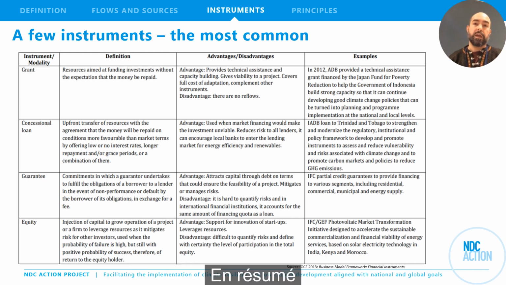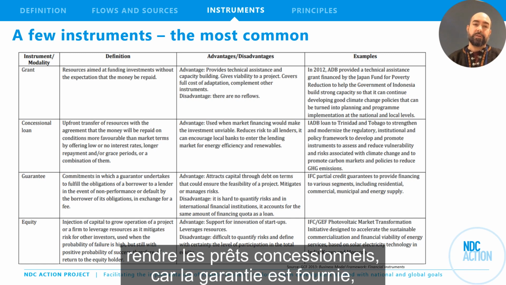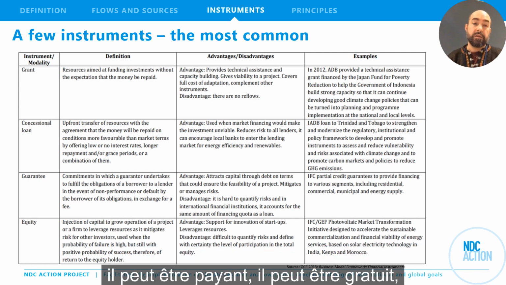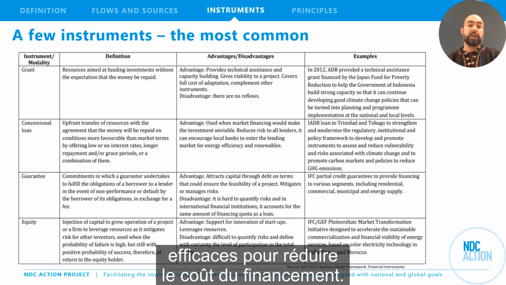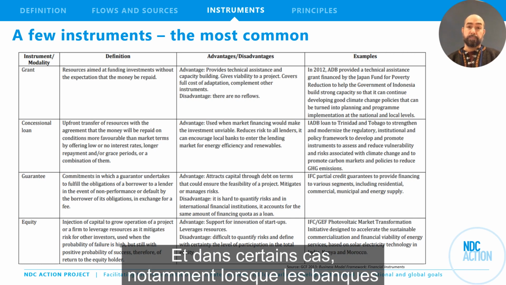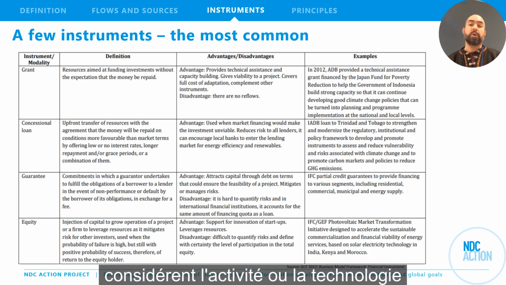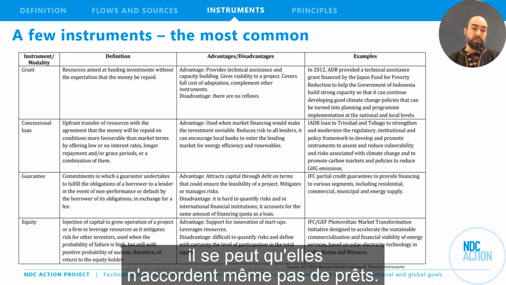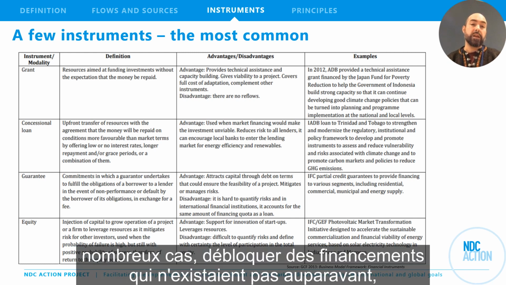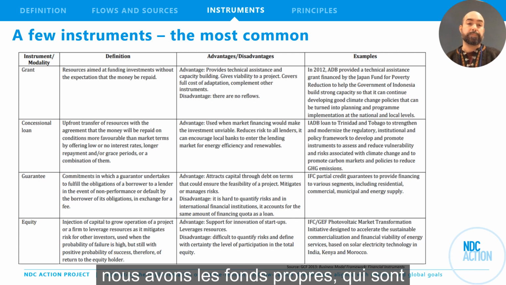So basically making the loans concessional because the guarantee is provided. It can come with fees, it can come without fees, but it's a very effective instrument at lowering the cost of finance. And in some cases, especially where banks see the proposed activity or technology in the specific context as having a high risk profile, they might not even provide loans, and a guarantee can then, in many cases, even unlock finance that was not earlier provided.